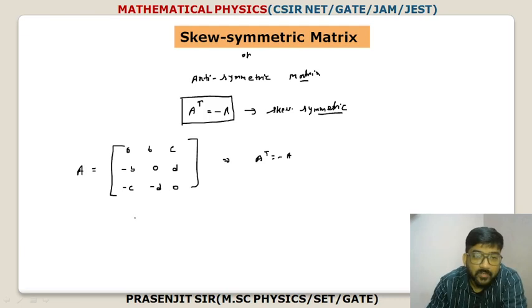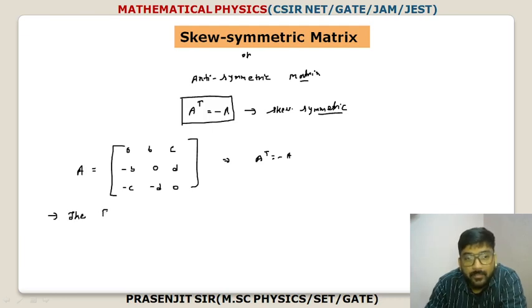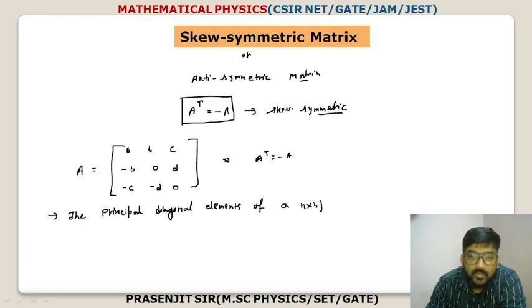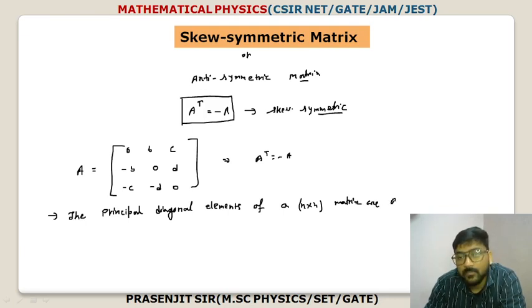So one can write a statement that the principal diagonal elements of an n by n skew symmetric matrix are always 0.